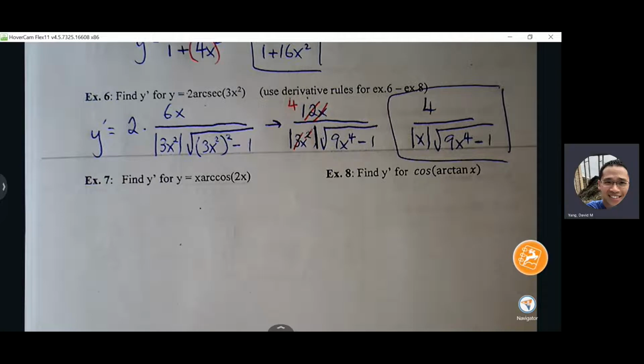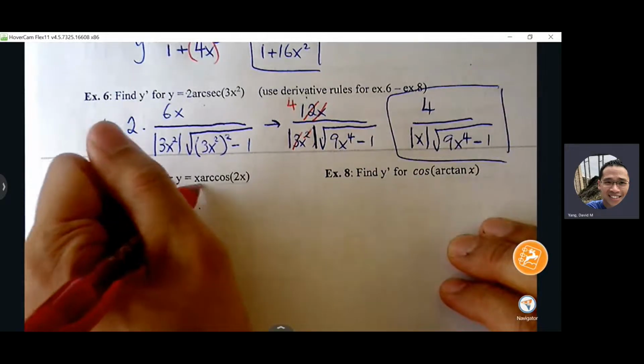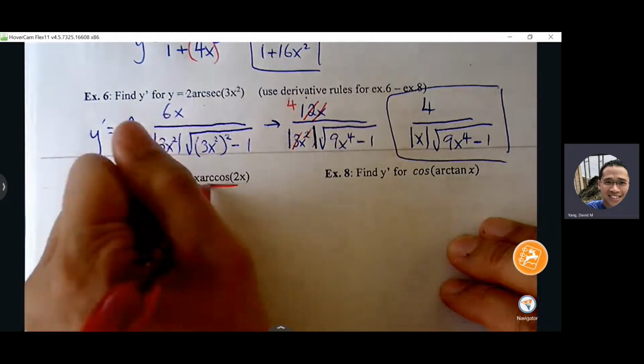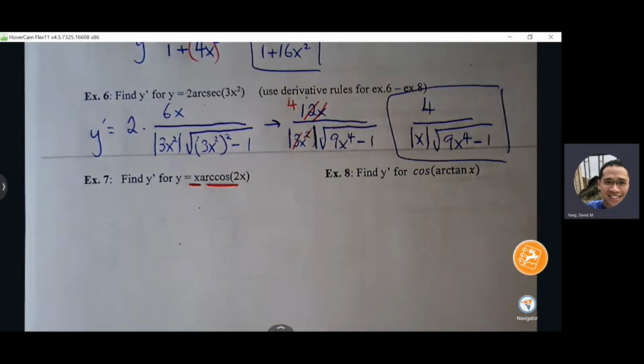Okay, number 7, we definitely have to involve the arc cosine derivative. What else do you see? Product rule, yeah. The x is kind of hiding, but there's product rule here. X and arc cosine 2x, those are two distinctly separate terms. We got to go through product rule.